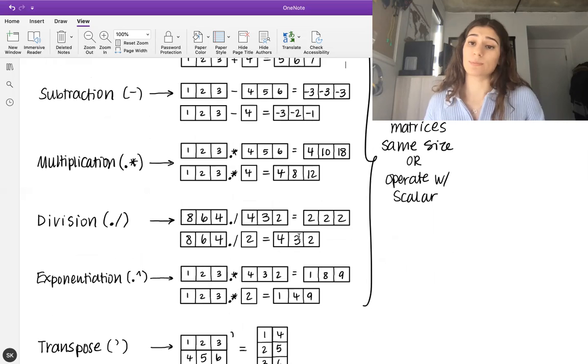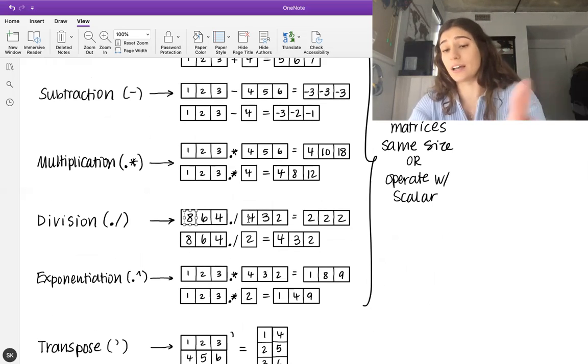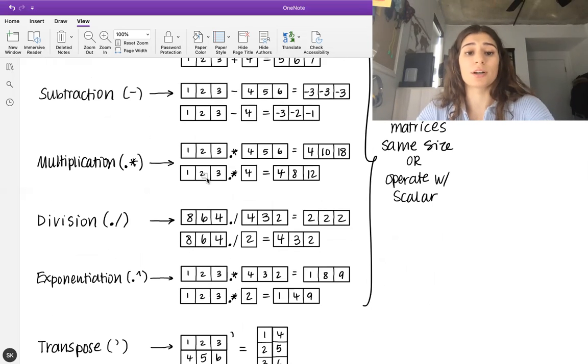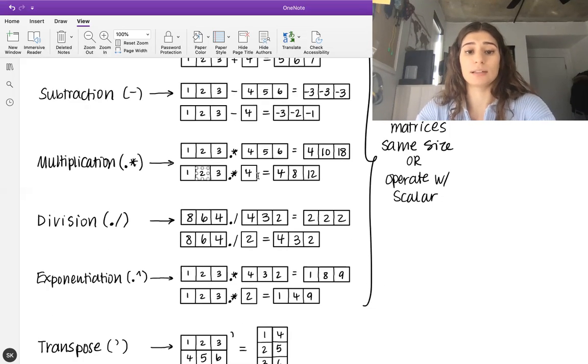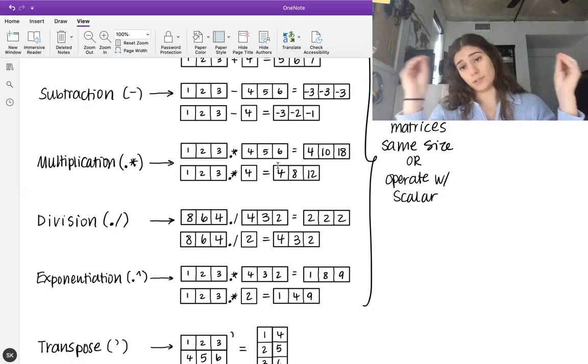Now with multiplication, division, and exponentiation, to do it on an element by element basis, you have to use the period before the operator. This indicates that you're taking each element. So let's say the 8 gets multiplied by or divided by the 4, or the 2 here gets multiplied by the 5. Basically saying take each element and use it with the corresponding element of the other matrix.